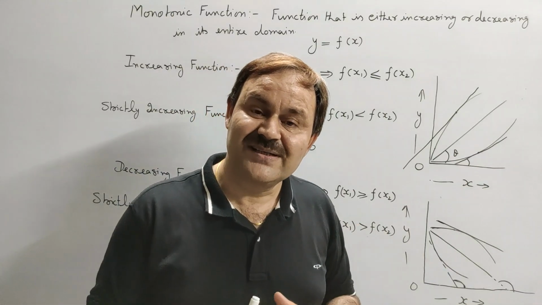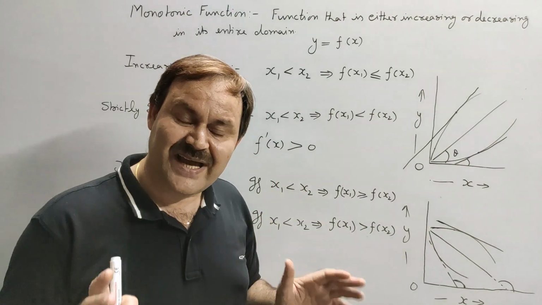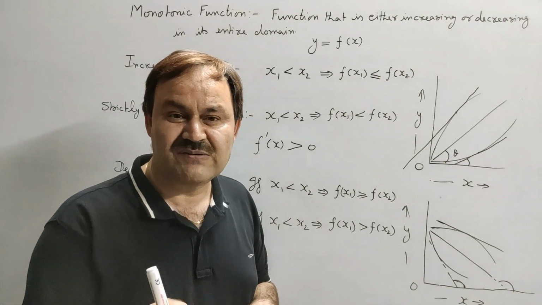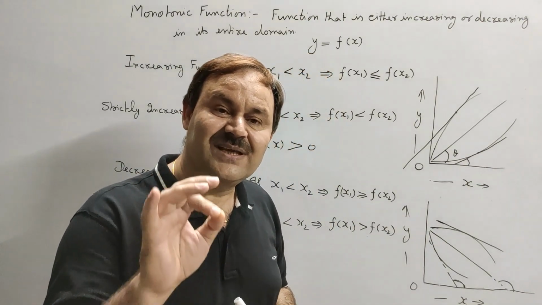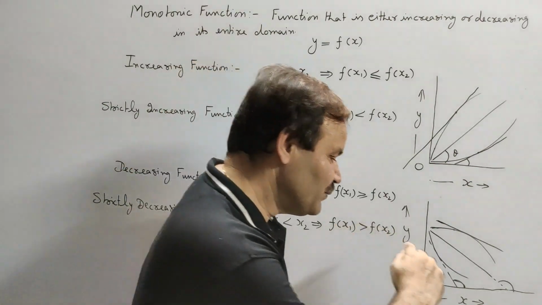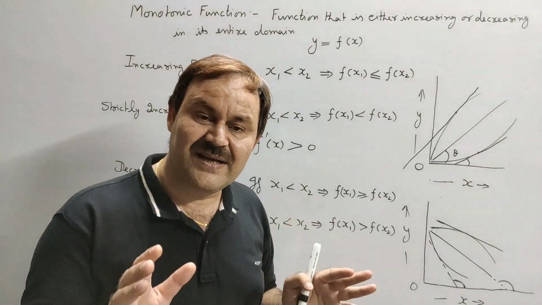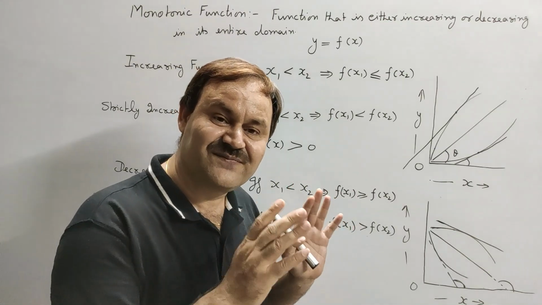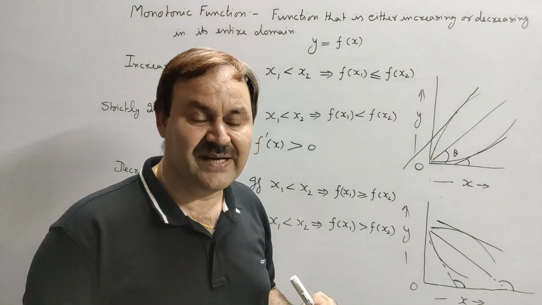That is, for a decreasing function, the tangent to the y versus x curve will be making an obtuse angle with the positive direction of the x-axis. Thus, a tangent drawn at any point on the curve of a decreasing function will always make an obtuse angle with the positive direction of the x-axis, and hence the slope of the tangent to the graph of a decreasing function at any point will always be negative.